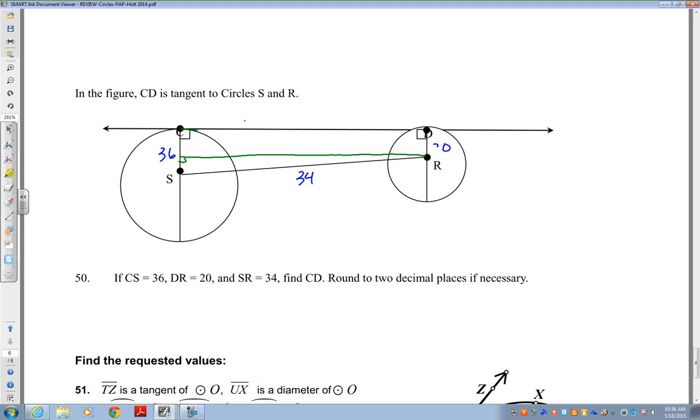Now, because I'm trying to find SD, this is going to be X as well, because opposite sides in a rectangle are congruent. I now have a triangle, and I have one leg, the other leg, which is X, and then the hypotenuse of that right triangle. You can find this missing leg: if this is 20, this would be 20 as well. Opposite sides in a rectangle are congruent, so the remaining is 16.